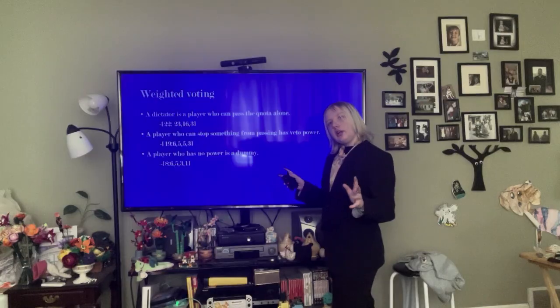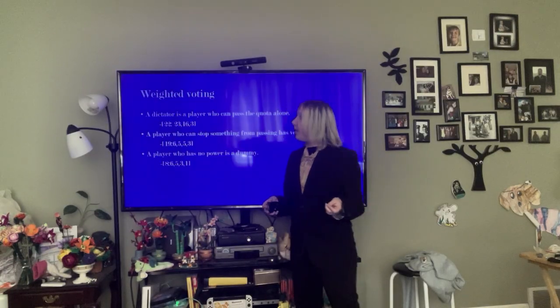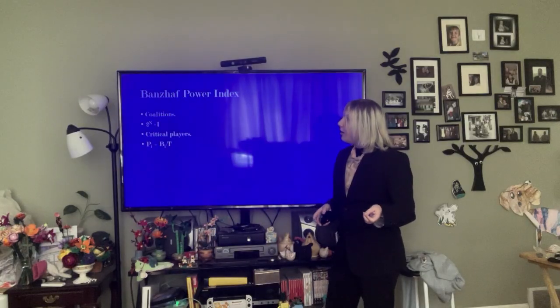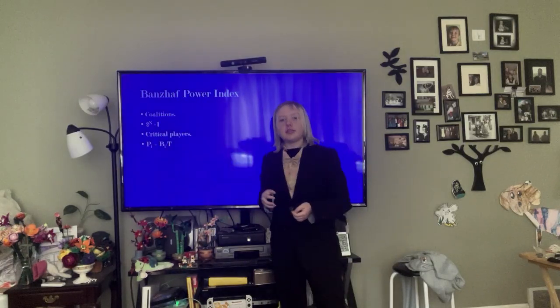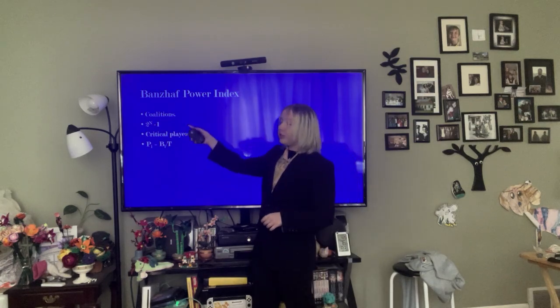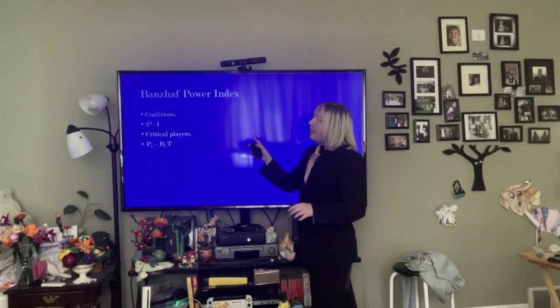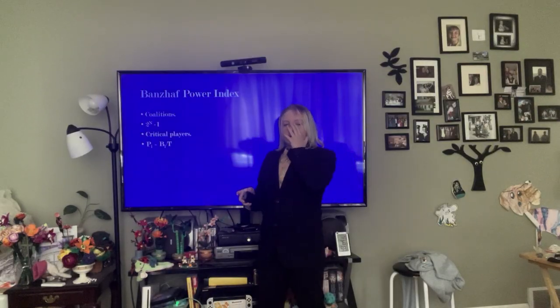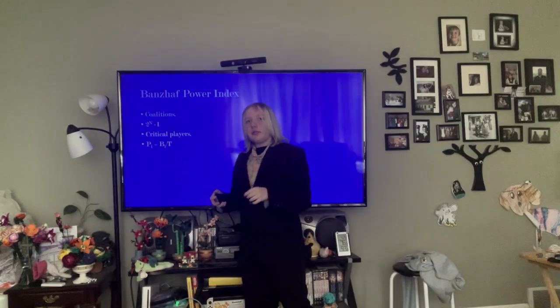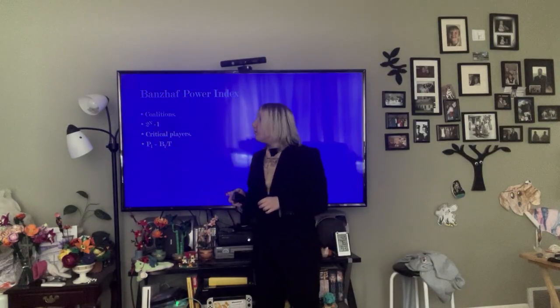So, when trying to figure this out, there are 2 indices that are helpful for finding the power of each player. First, we can use the Banzhaf Power Index. The Banzhaf Power Index looks at groups called coalitions. To find the total number of coalitions, you're going to be using this lovely little formula here, where 2 to the power of n minus 1.